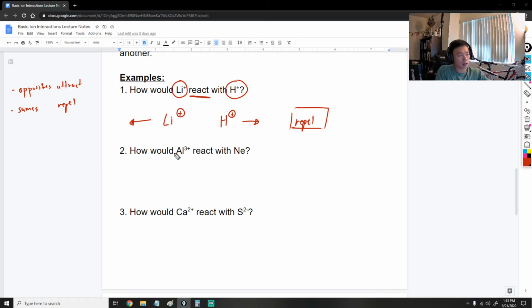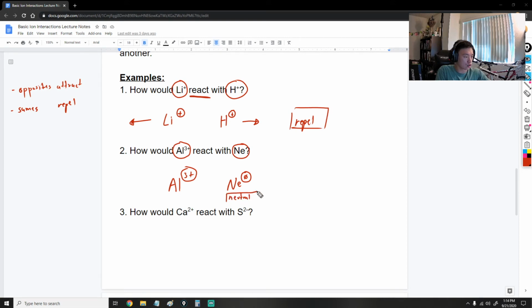This one you'll have to think a little bit more, but we're looking at how Al3+, aluminum 3+, reacts with neon. So we have Al3+ and we have neon. All right, so let's look at the charges. We see that Al is positive, right? Positive 3. But look at neon. Is there a charge here? There's no charge, right? If there's no charge, that means that neon is already neutral.